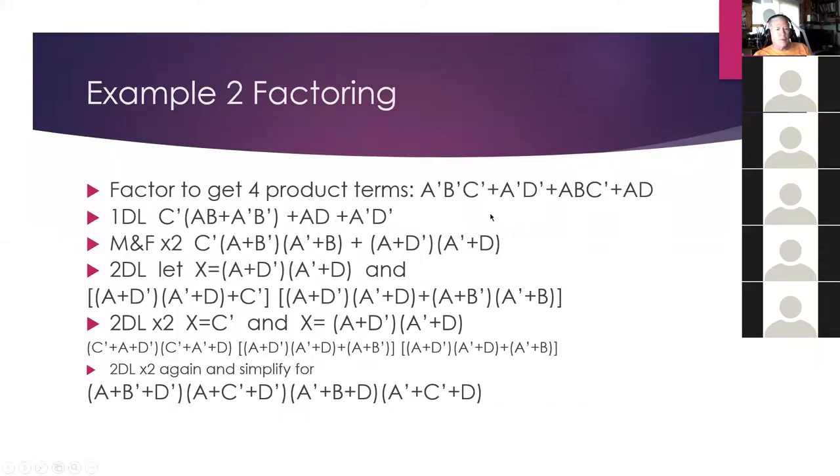So let's go through this one. Same thing. If you look at this, you can see we have an A or an A prime in every term. So we probably want to organize it somewhat around the A variable. In this case, we have A prime, B prime, C prime, plus A prime, D prime, plus A, B, C prime, plus A, D. We can't really simplify or combine anything, but what we can do is factor the A prime out of this, which gives us A prime times (B prime, C prime, plus D prime). And we can factor the A out of here, A times (B, C prime, plus D), like this.